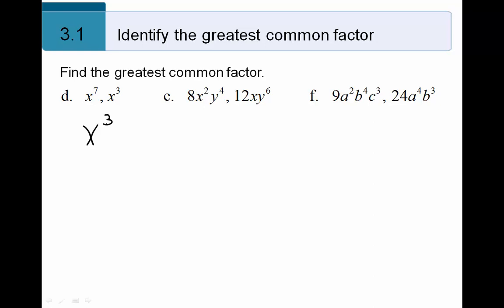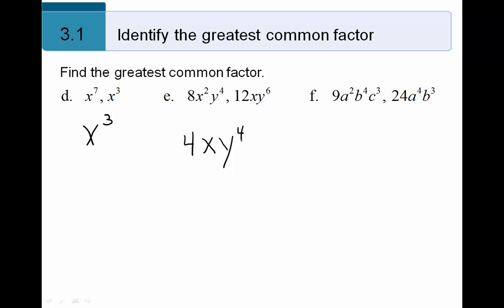So let's find the greatest common factor of the two terms in E. Well, we know the greatest common factor of 8 and 12 is 4. The greatest common factor of x squared and x to the 1st would just be x. We have a y to the 4th and a y to the 6th, so all they would have in common is y to the 4th.